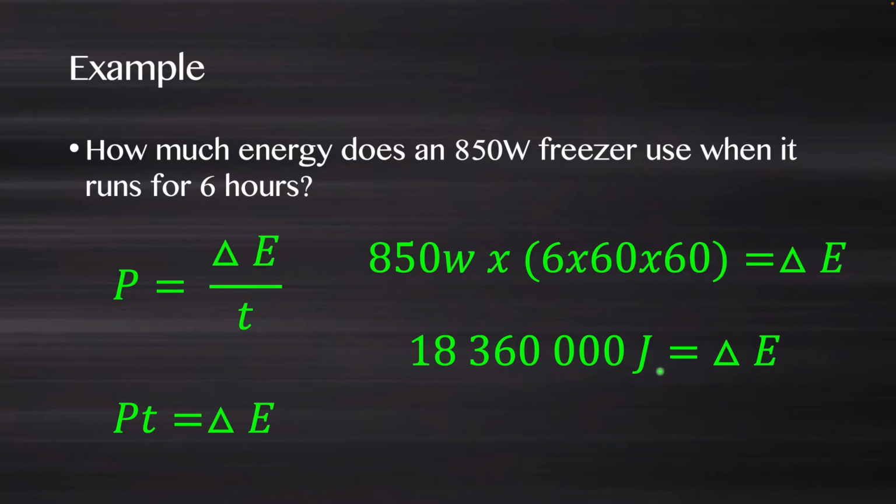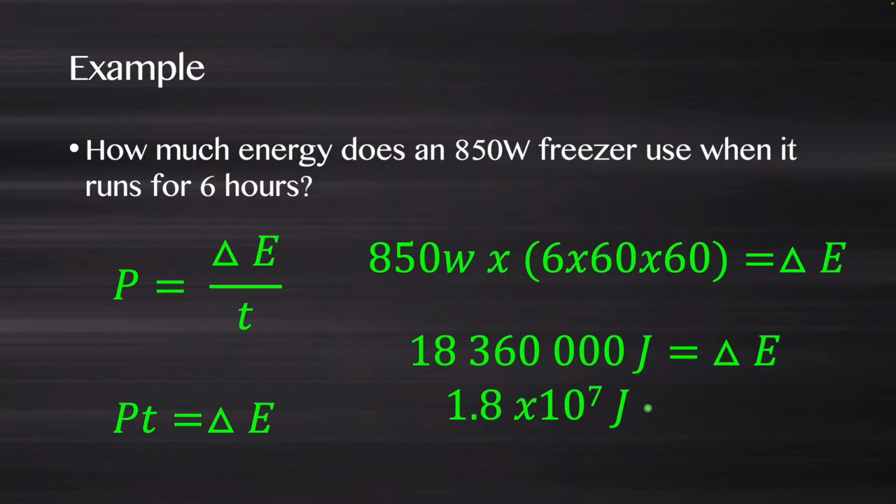And when we get big numbers like this, we can represent it in different ways. We could represent it in scientific notation, where we take the decimal from here and move it over 1, 2, 3, 4, 5, 6, 7 positions. We'll write it as 1.836, and I'm just going to round that to 1.8 times 10 to the 7 joules.